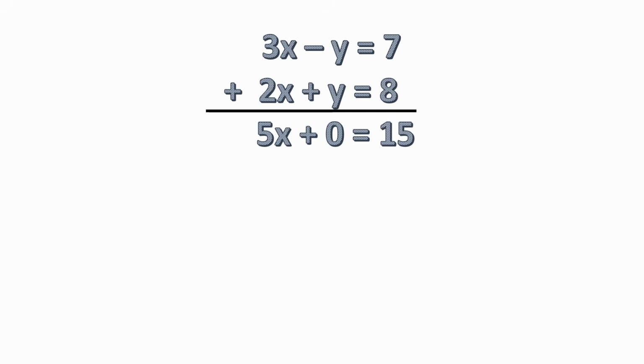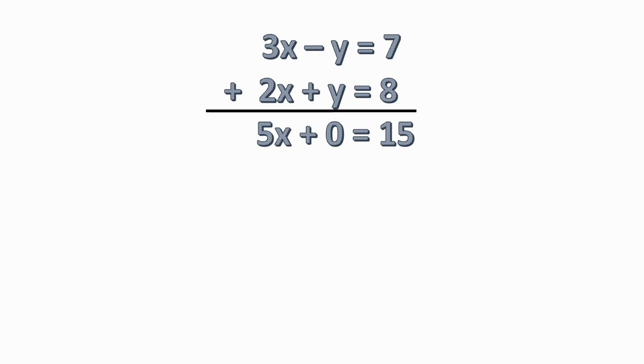So one way we could solve this problem would be to add the two equations together. And in this case, it's pretty simple. If we do that, 3x minus y equals 7 plus 2x plus y equals 8, you can see here that 3x and 2x equals 5x, minus y plus y is just 0. So we're going to have 5x plus 0 at the bottom. 7 plus 8 is 15.